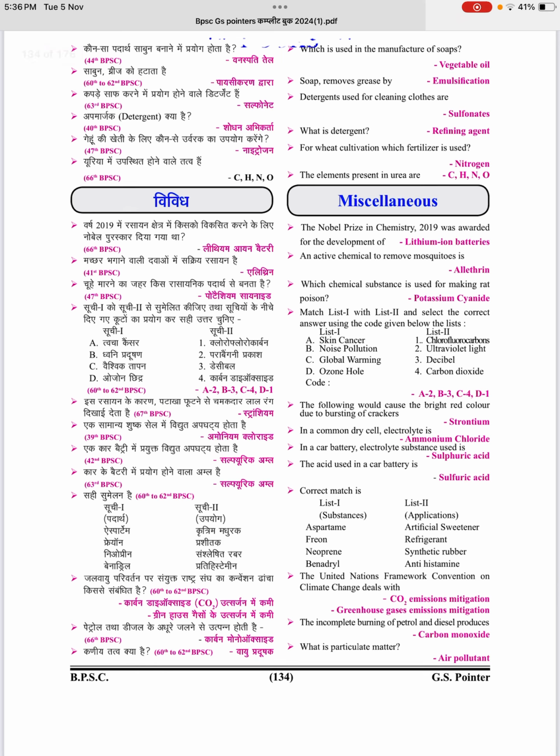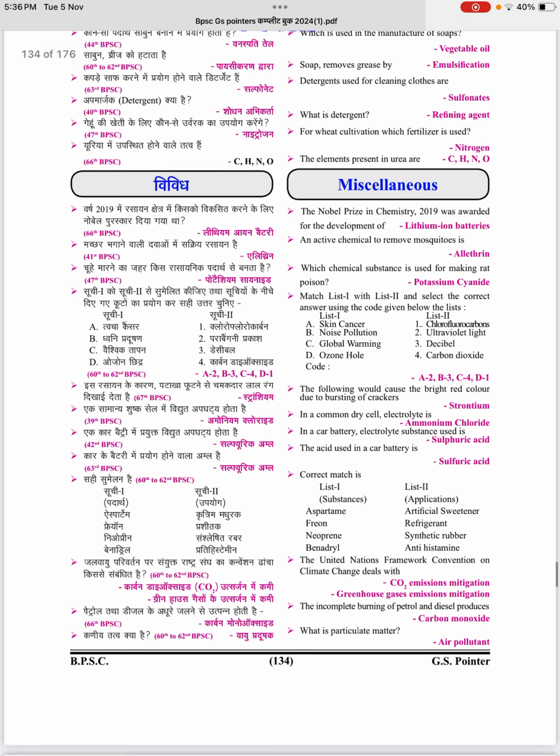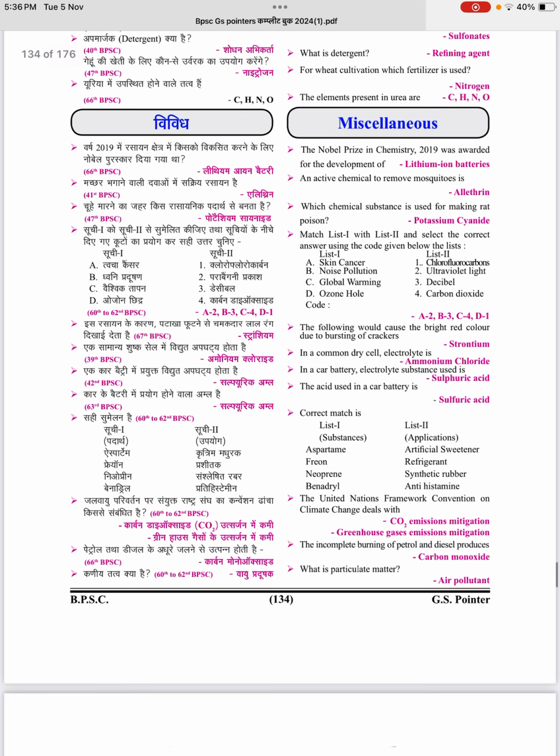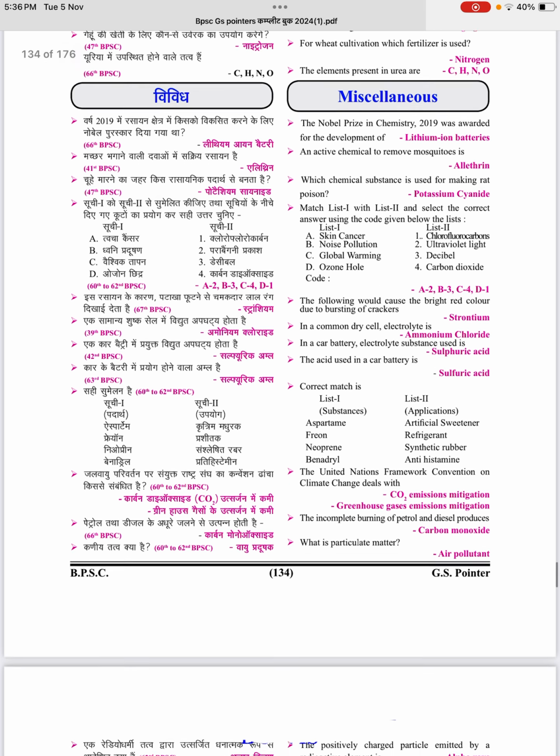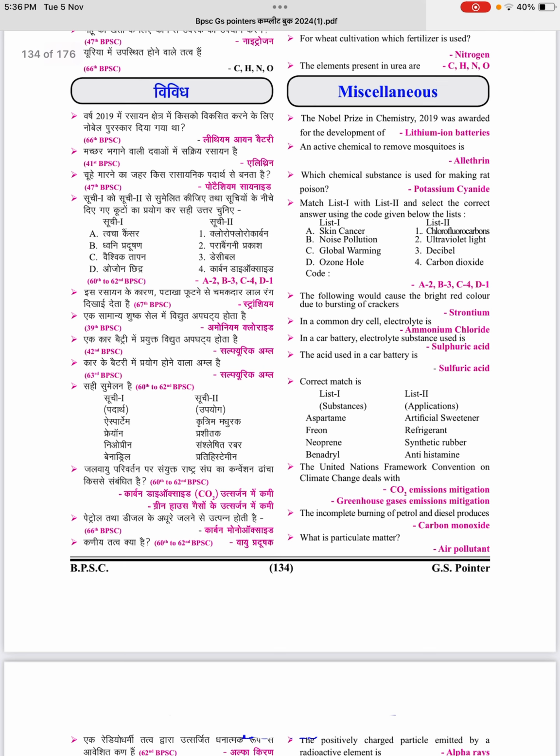Detergents used for cleaning clothes are sulfonates. What is a detergent? A cleansing agent. For wheat cultivation, which fertilizer uses nitrogen? The elements present in urea are carbon, hydrogen, nitrogen, oxygen. Miscellaneous. The Nobel Prize in Chemistry 2019 was awarded for the development of lithium-ion batteries. An active chemical to repel mosquitoes is allethrin.